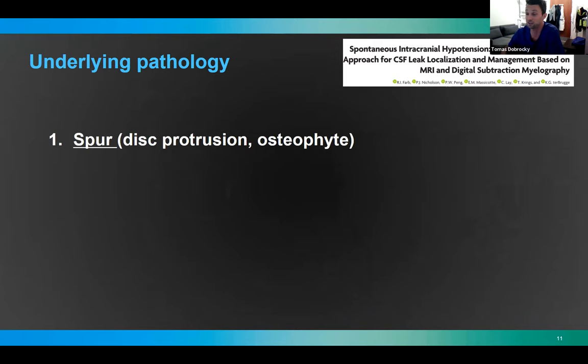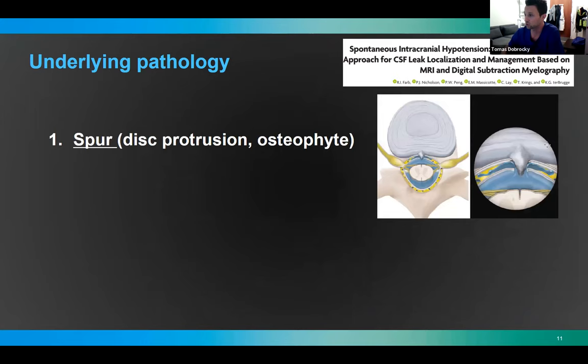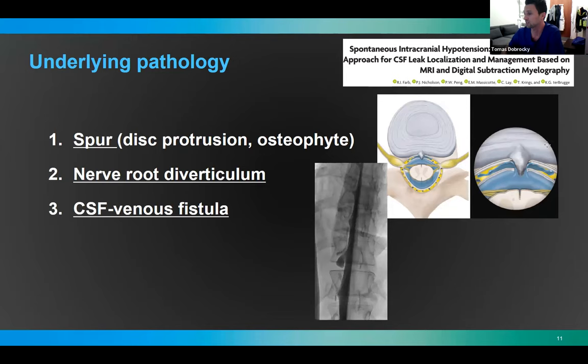And there are different pathologies. As nicely demonstrated, there are spurs, there are nerve root diverticula, and there are CSF venous fistulas. So the question we need to raise here is, is the epidural blood patch going to be as effective in all three of those kinds? Because even though all three are going to be called SIH, they are kind of different, right? As Nicholas nicely demonstrated.